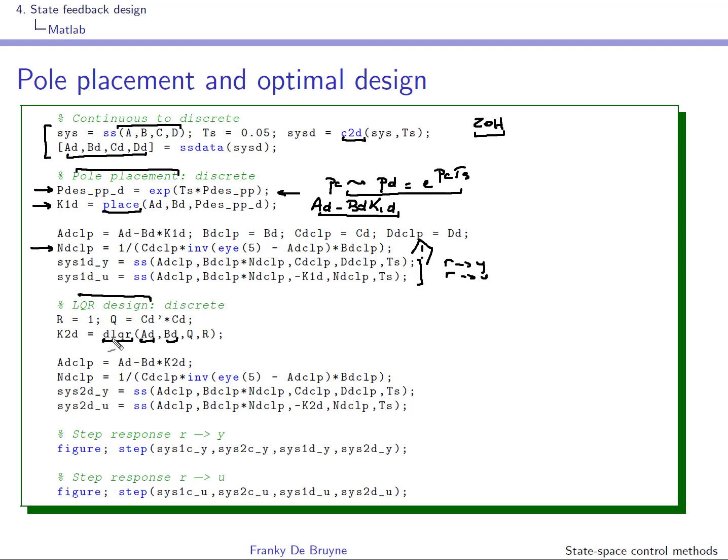So here it's the command DLQR, and again you have this feed-forward gain. Same formula as here, but it's a different formula than the one used in continuous time. And of course then you can have a look at the step responses. The step responses are not given in the slide or in this video course, but if you want to run this code, this is really easily done.